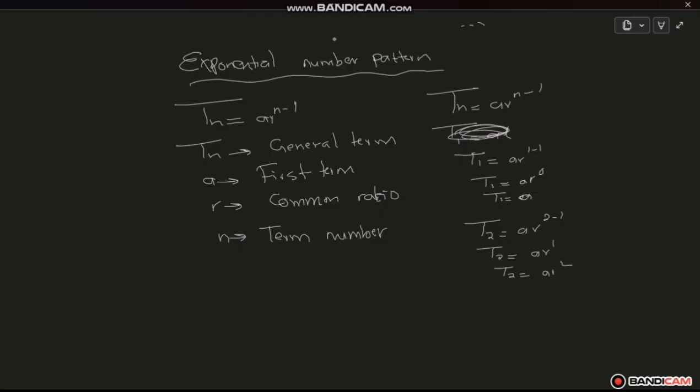AR. It's R. What did I do there? T2 equals AR, therefore T3 is AR squared, yes. Therefore T4 will be AR to the power 4 minus 1. This will give us T4 as AR cubed. Please fix the one that says T2 equals AR squared. It's supposed to be AR, because 2 minus 1 is 1.